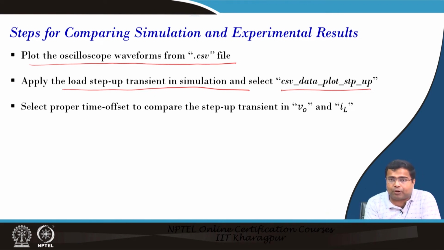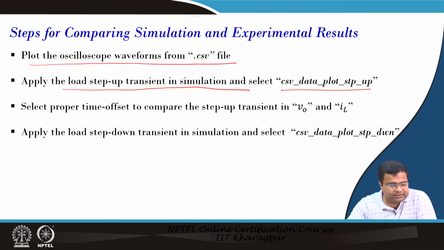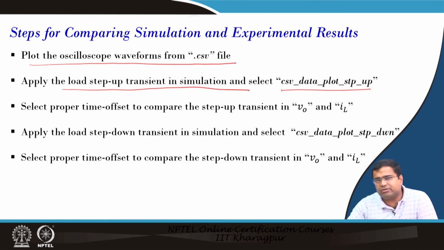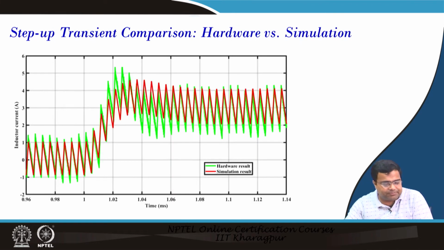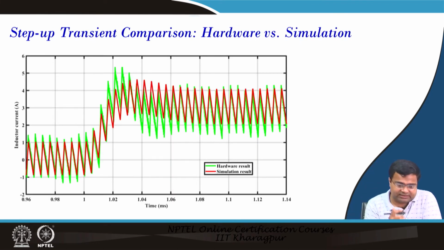So, we need to properly set the time offset, so that both transient step up should happen at the same time for both simulation and the experimental case. Then we will apply step down, we can show the step down separately, and we need to again consider the time offset, and this is the step up transient. So, this is a step up transient comparative study, where the red one is the simulation result and the green one is the experimental result.